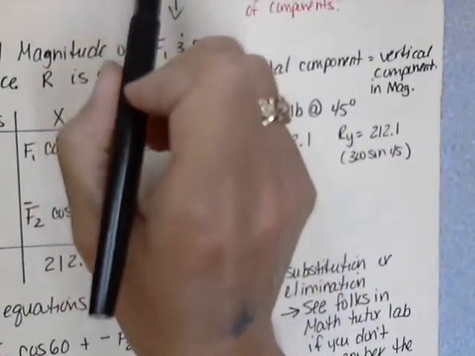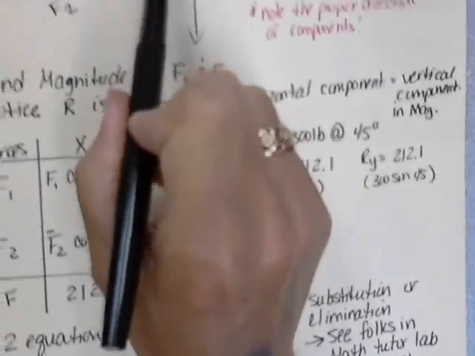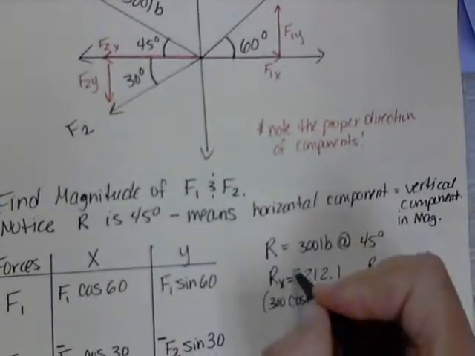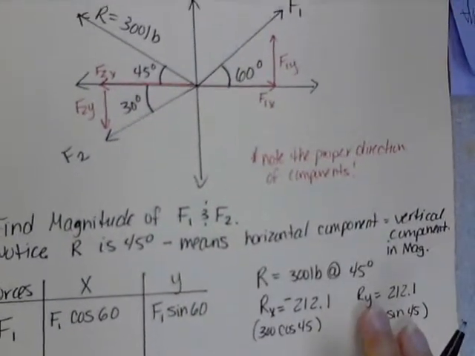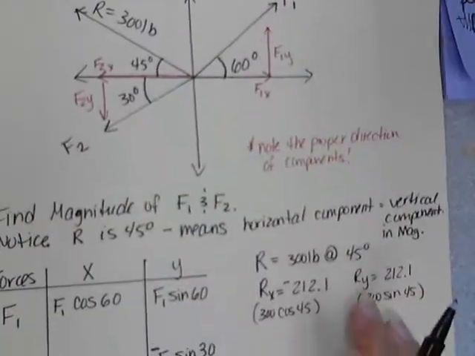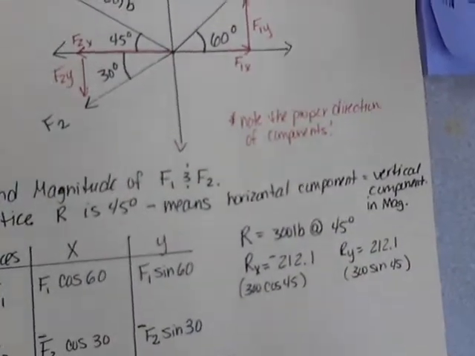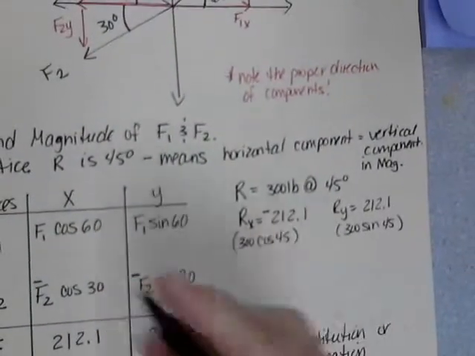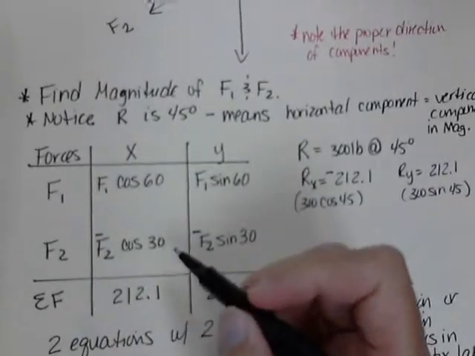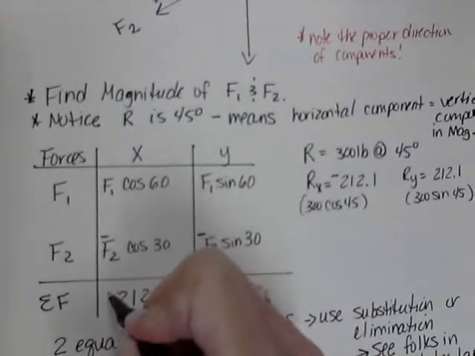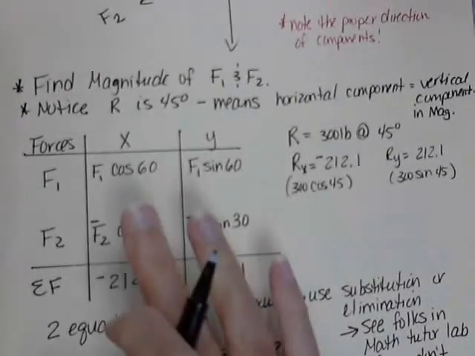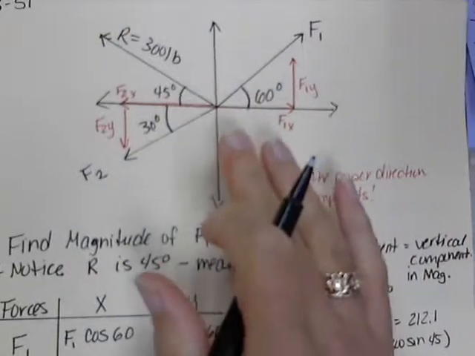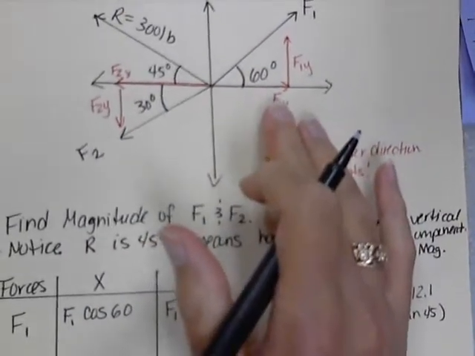The resultant, since it's in the second quadrant, means our horizontal component is going to be pointing left, and our vertical component, again because we're in the second quadrant, will be up, so it's positive. Good thing I caught that. So that needs to be negative, which means when we put it in our table, this value is also negative.